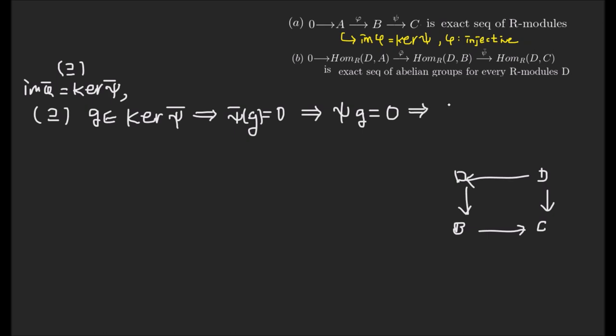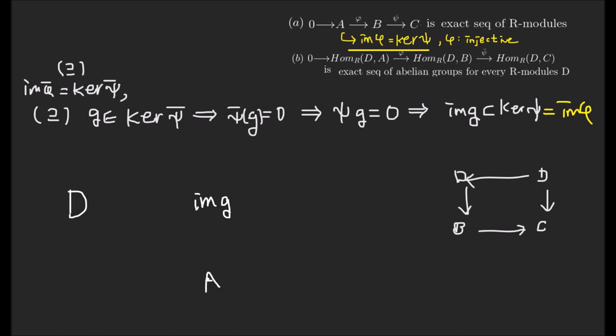So we can deduce the image of g is contained in the kernel of psi. And by our assumption, this is the same as the image of phi. And note that I will draw the following diagram: D, image g, and A, and then image phi.